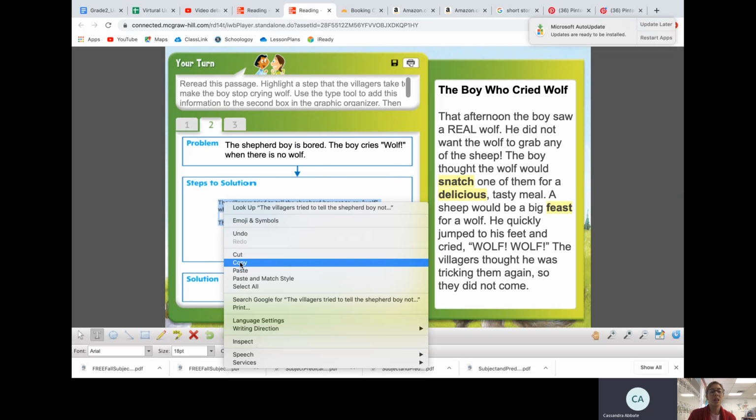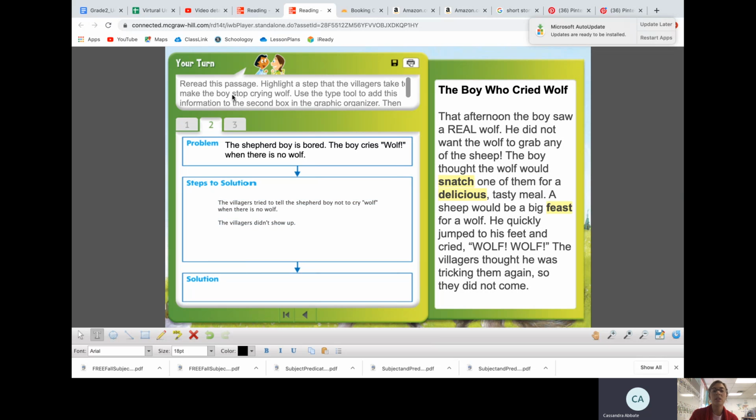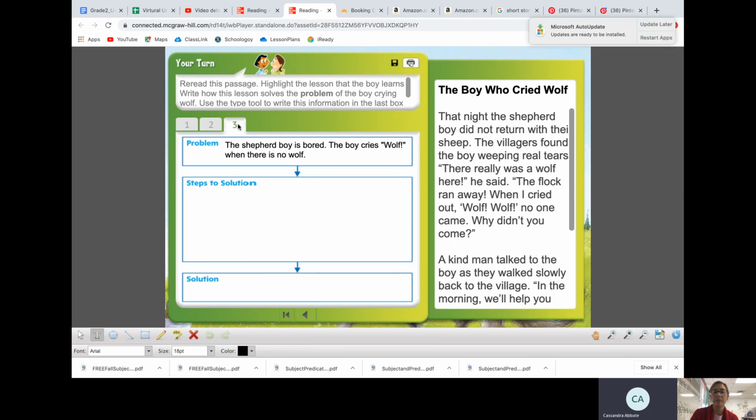All right, we're going to move on to the last section, the solution. How was all of this solved?